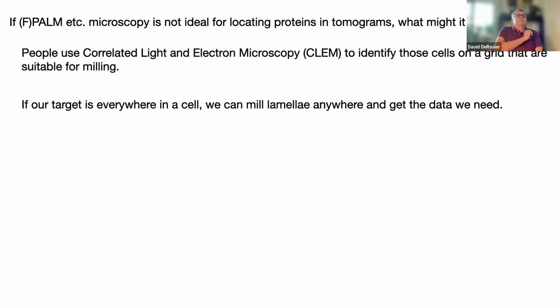Now, fluorescence microscopy is maybe not ideal for locating proteins in tomograms. What might it be good for? Well, people use correlated light and electron microscopy to identify cells on a grid that are suitable for milling, that is, cells that have expressed their label.